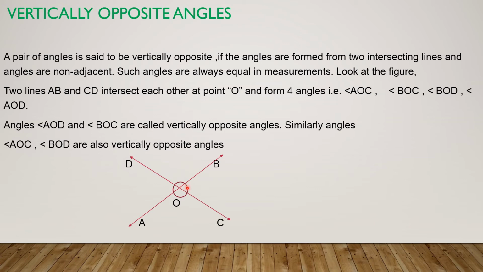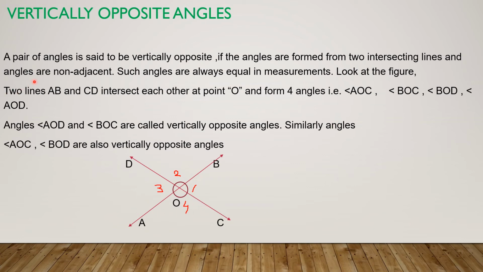Now, how many angles are there? Let me write here. This is angle 1. This is angle 2. This is your third angle and this one is the fourth angle. Total we have four angles. Okay. Now, according to the definition, angles are formed from two intersecting lines. We have two intersecting lines, and now four angles are formed.